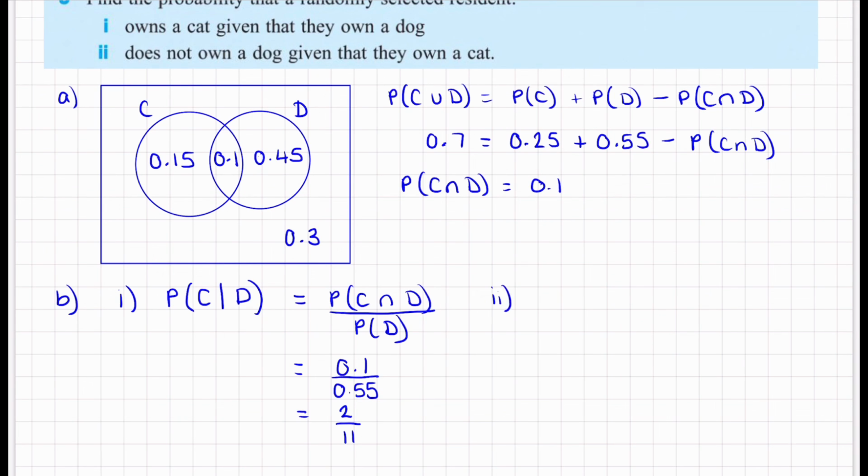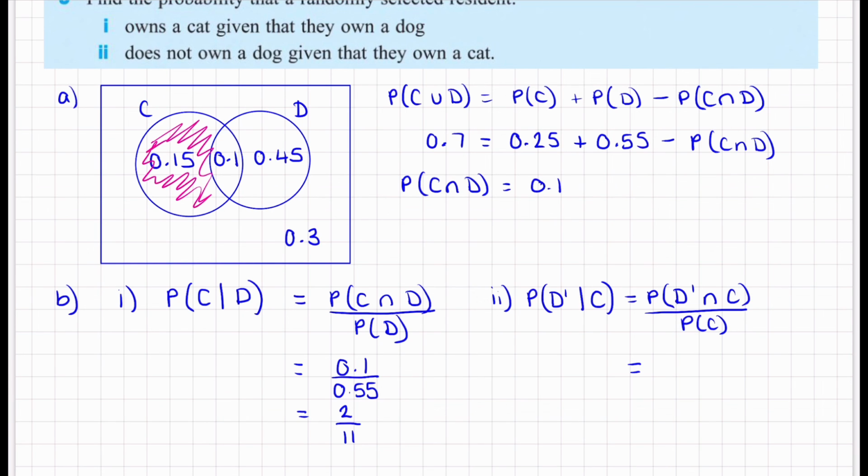Then part 2, we've got does not own a dog given they own a cat. So the probability of the complement of a dog, so does not own a dog, given they own a cat, so the line C. So this will be the probability of not D and C all over the probability of C. Not D and C, look at our Venn diagram. Not D and C will just be this 0.15 part here. So 0.15 divided by the probability of a cat, which from the question was 25%, so 0.25. Simplify that and you get 3 out of 5.